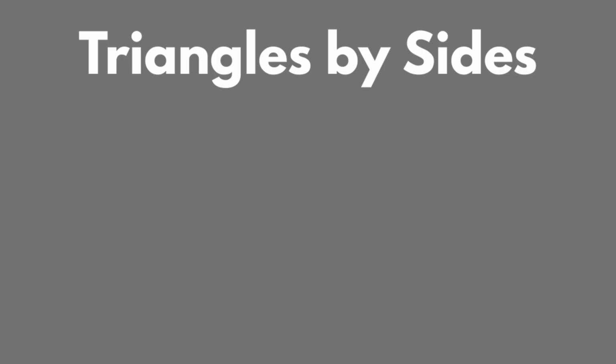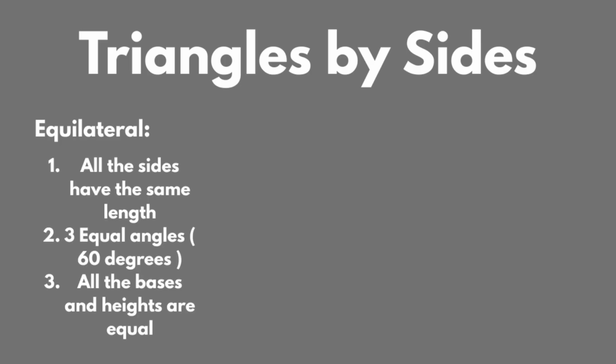If we examine triangles by their sides, they divide into different types. First, we have equilateral triangles. These triangles have 3 sides that have the same size. This means that they also have equal angles. Each of these angles is 60 degrees. One other important thing to note about these triangles is that all the heights and the bases are equal in this triangle.